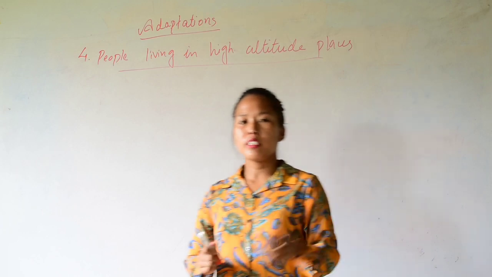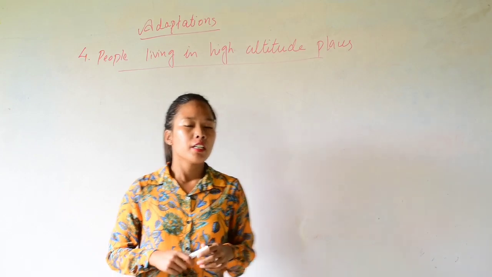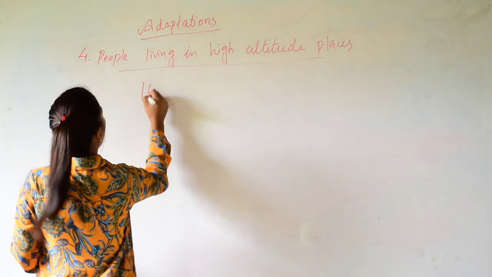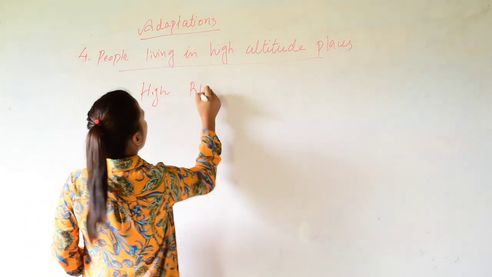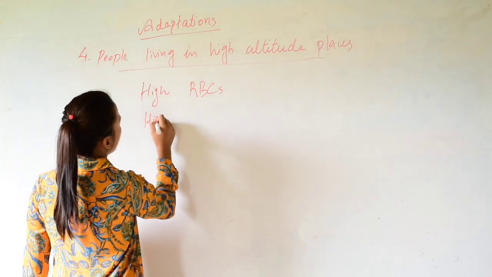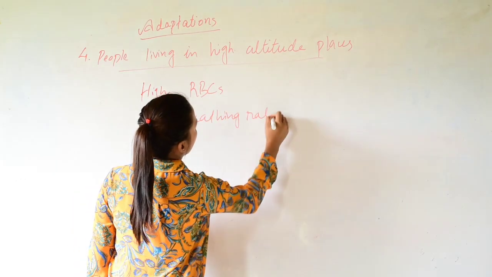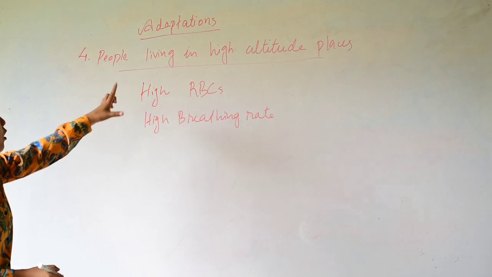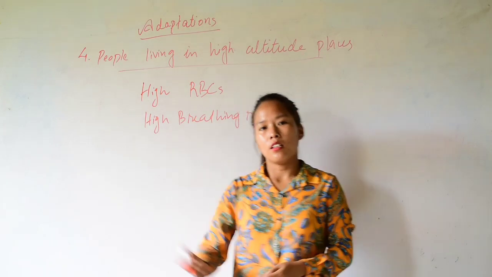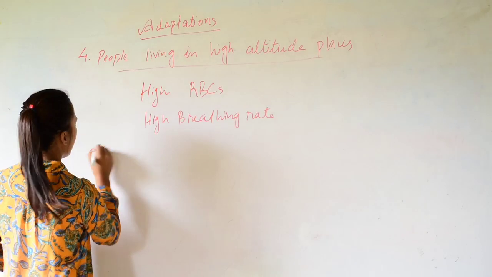So in order to compensate for the low oxygen availability, the people living there have a higher RBC count. They have high red blood cells, which carry oxygen, and they also have a high breathing rate. So this is how people living in high altitude places have adapted to this low atmospheric pressure and less oxygen availability.